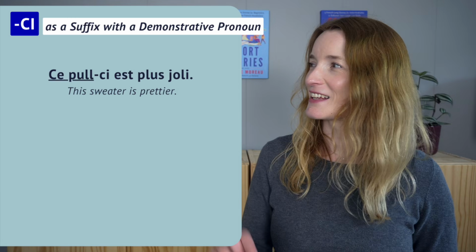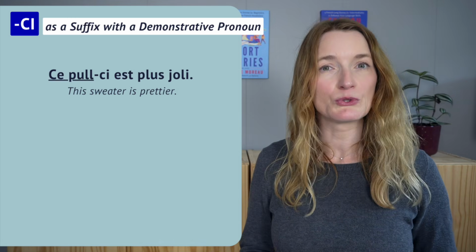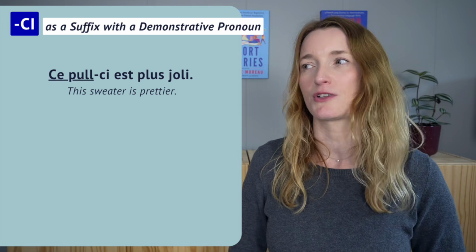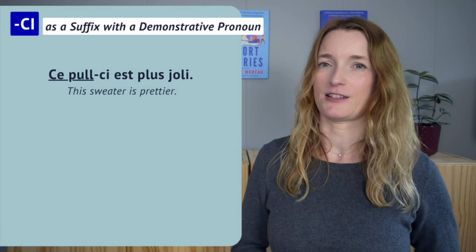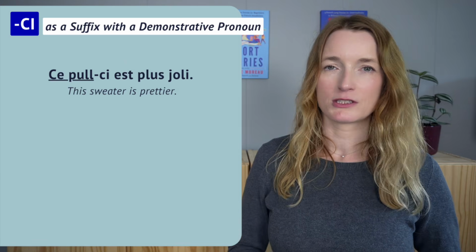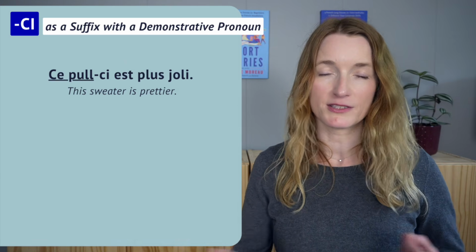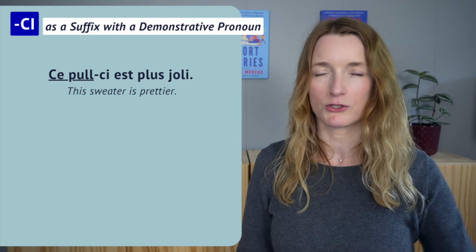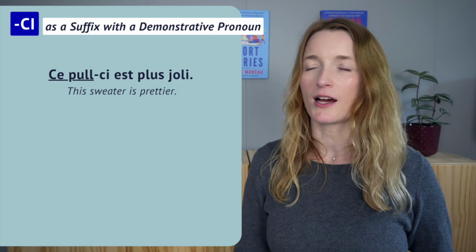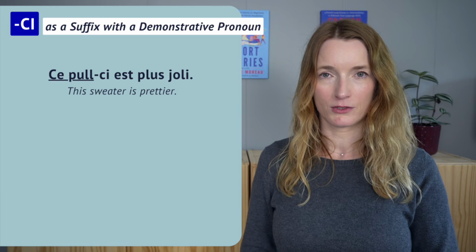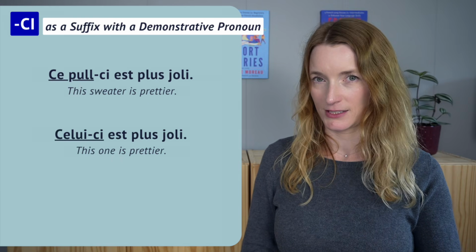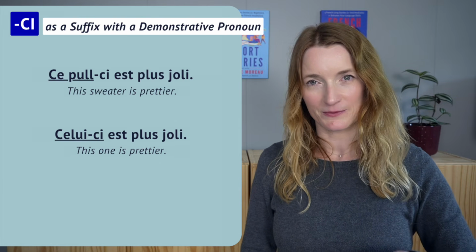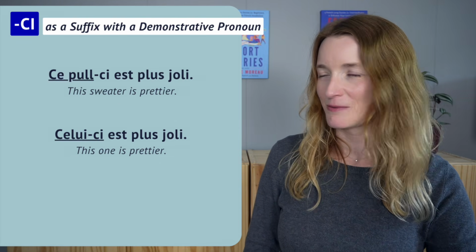First one. Ce pull-ci est plus joli. Ce pull-ci. So that's with the French demonstrative adjective. Now, if we don't want to repeat ce pull-ci est plus joli, if we're already talking about that sweater, we just don't want to repeat it, we are going to replace ce pull by celui. Ce pull becomes celui. Celui-ci est plus joli.